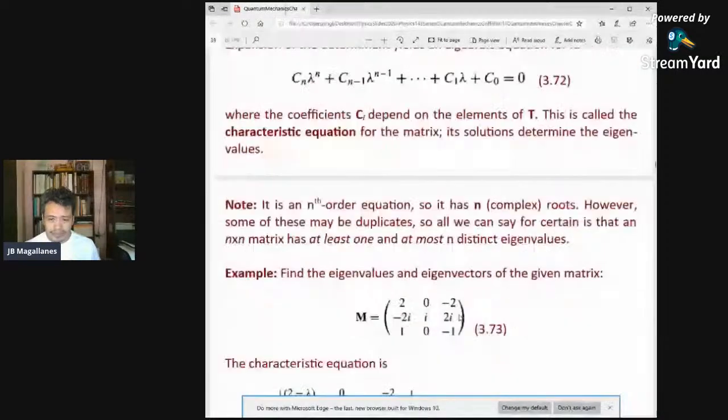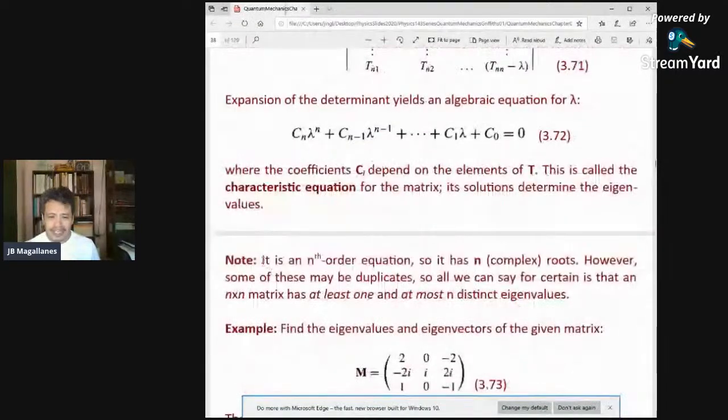So for an n by n matrix, the characteristic equation is an nth order equation, and it has n complex roots. But these roots can be repeated, or some of these roots are duplicates of each other. So if one root is 3, then as you solve the equation, you can also find 3 again. Those are called roots of the same value, or degenerate roots.